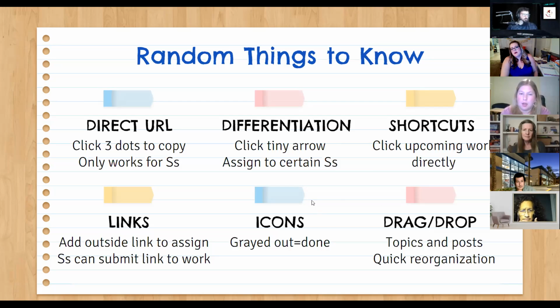Icons. This random thing to know will only work if you are not colorblind. So if you're colorblind, I'm sorry. But the icons on your classwork page, if you are a student and you turn in your work, will gray out because you're done with the assignment. So if you have a class where you're a student, you can look at the icons to see that.